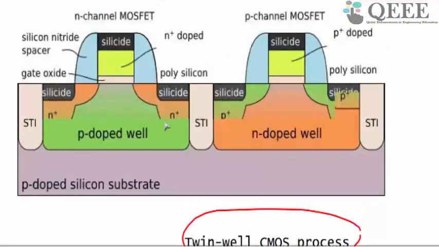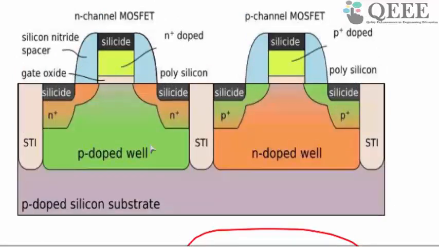So in the case of NMOS, it sits in a P well. Although your substrate could be P silicon, they still construct their own P well. And similarly, PMOS sits in an N well.